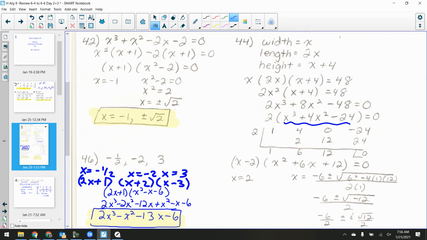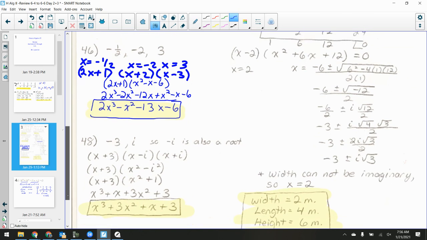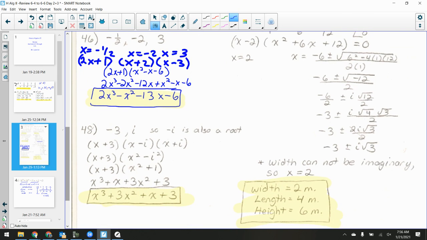So therefore, I could have stopped there. Once I've seen that it is not factorable, you could be like, okay, the other two roots are not going to be rational, so I can stop. Turns out that they're non-real. So the only possible solution is x equals 2, which means the width is 2, the length is double that, 4, and the height is that plus 4, which is 6.